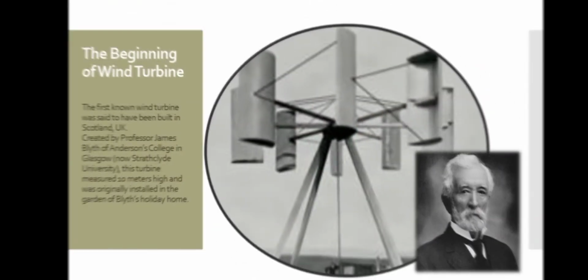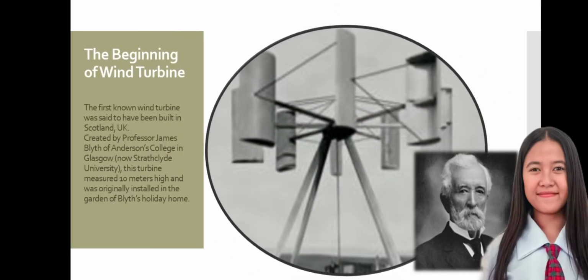The beginning of the wind turbine. The first known wind turbine was said to have been built in Scotland, UK, created by Professor James Blyth of Anderson's College in Glasgow, now Strathclyde University. This turbine measured 10 meters high and was originally installed in the garden of Blyth's holiday home. As you can see in the picture, that's the wind turbine that Professor James Blyth created.